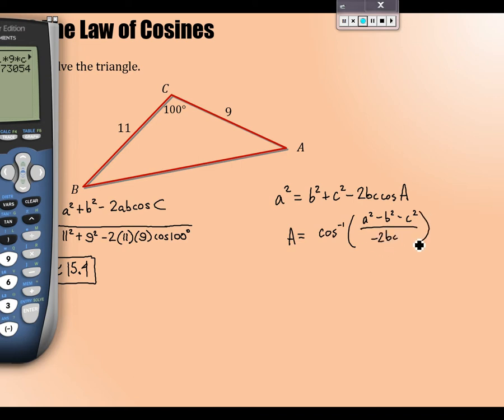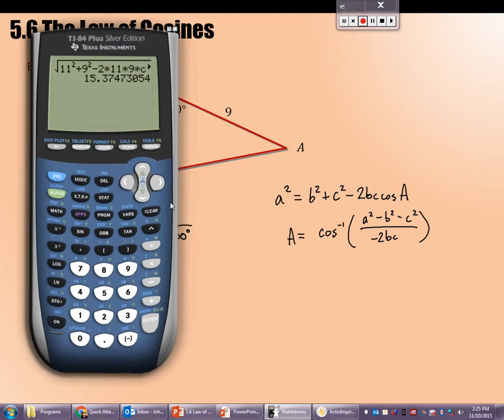If you solve that for capital A, is that okay? Little inverse operations there, you get that. Okay. And then we just need to type that in. Here we go.